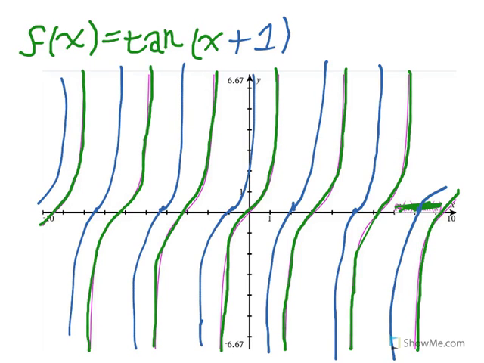This works for any number you want to shift any trig function right or left. So for shifting horizontally, if you want to shift it to the right, you'd always subtract a certain number, and if you want to shift it to the left, you would always add a certain number. And that works for any trig function.